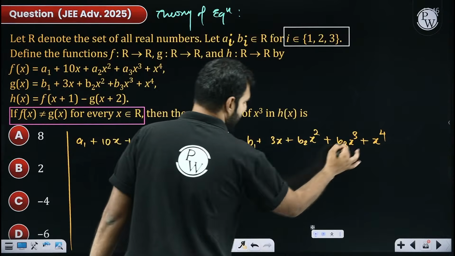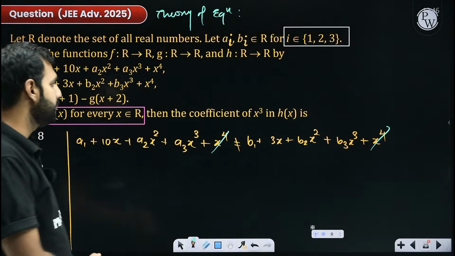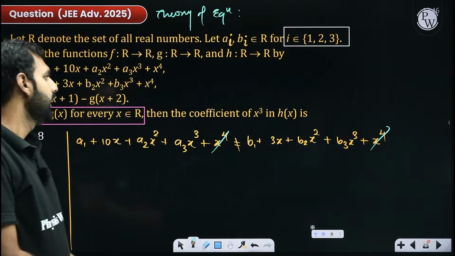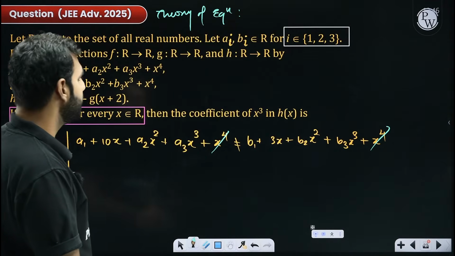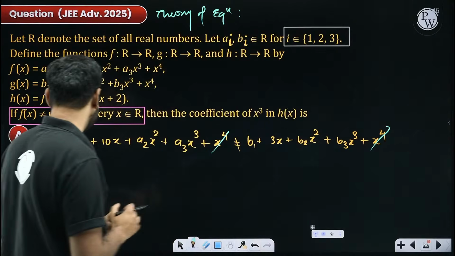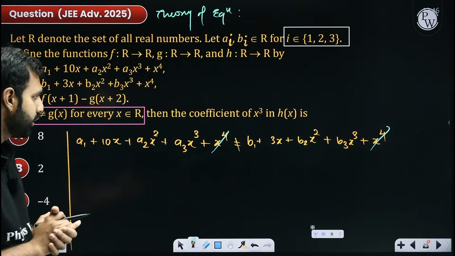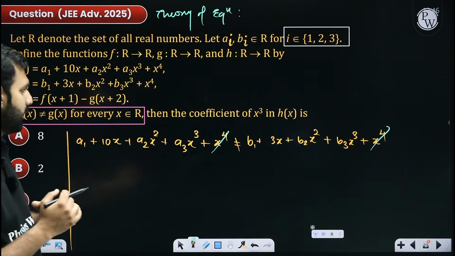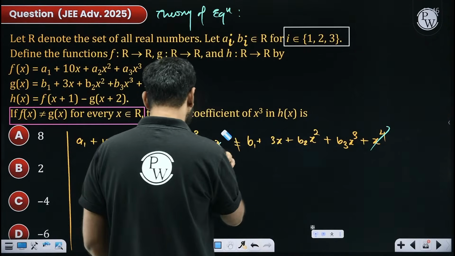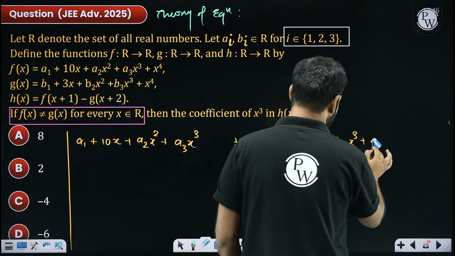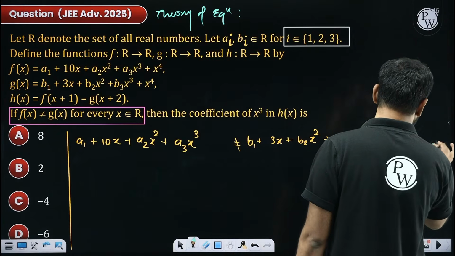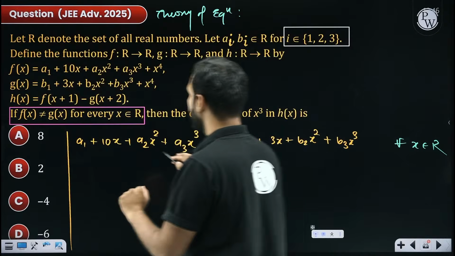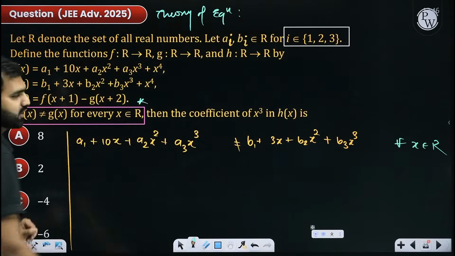So x⁴ and x⁴ are cancelled. So this becomes a cubic, and this becomes a cubic. I hope you're understanding it. If it has become a cubic, and if I wish to write it in a simpler format, this x⁴ has vanished, and they are saying this is true for all x which are real. They are giving you this data. Can you believe that?